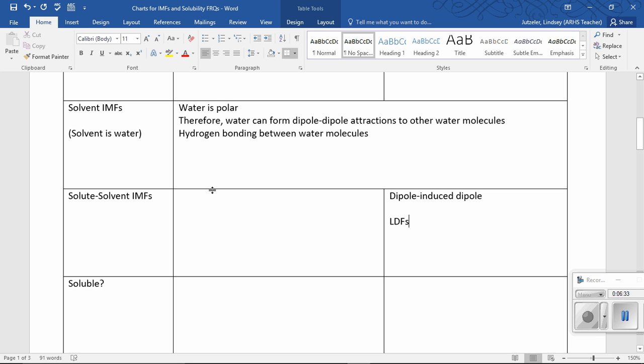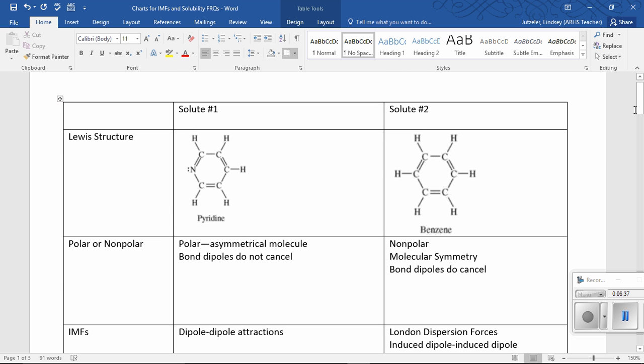On the other hand, let me go back up to the structure. Pyridine can hydrogen bond with water. The hydrogen on water, either one, can be attracted to this lone pair of electrons right here on nitrogen, and you can make your hydrogen sandwich where hydrogen is in the middle and your bread pieces are oxygen in water and this nitrogen in pyridine, okay?